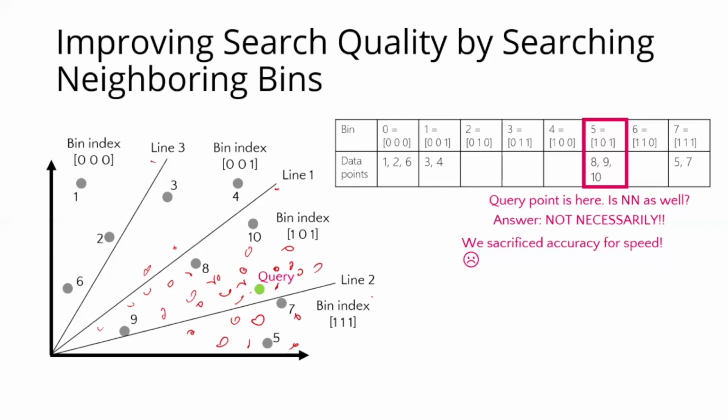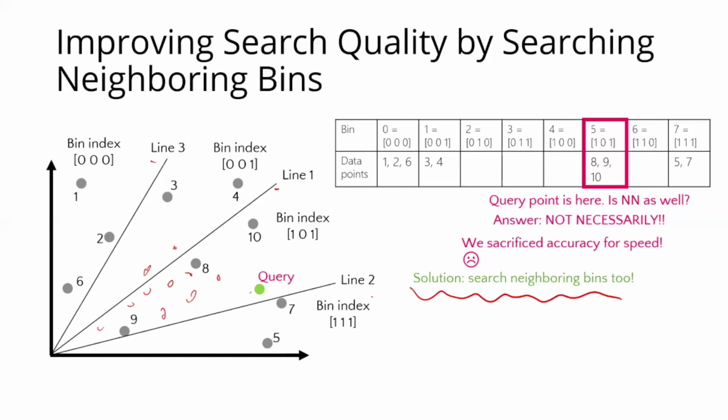So because of that, despite the sacrifice that we're making, it may not actually be a big problem. But for whatever reason, let's say you want to find the most accurate exact neighbors. For whatever reason, let's say you are forced to find the exact nearest neighbors. In that situation, the solution is to search neighboring bins in addition to the current bucket that the query point is in.